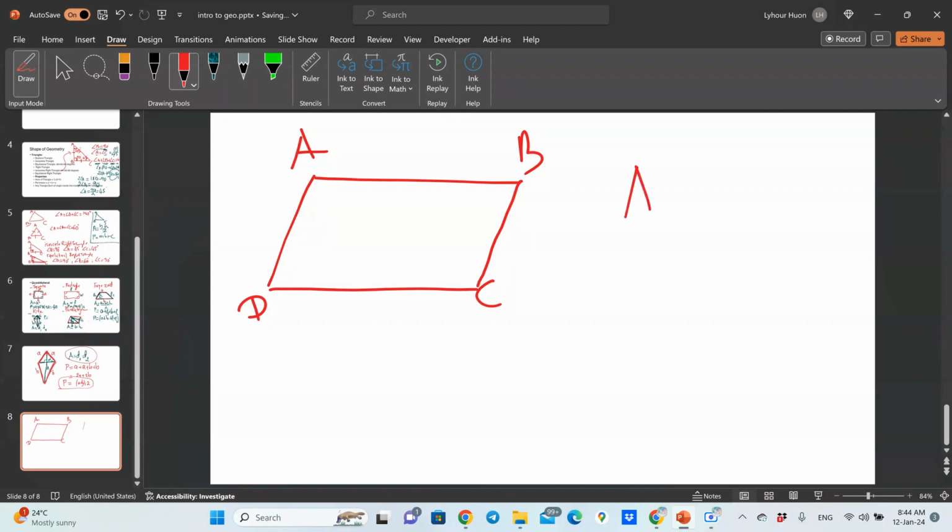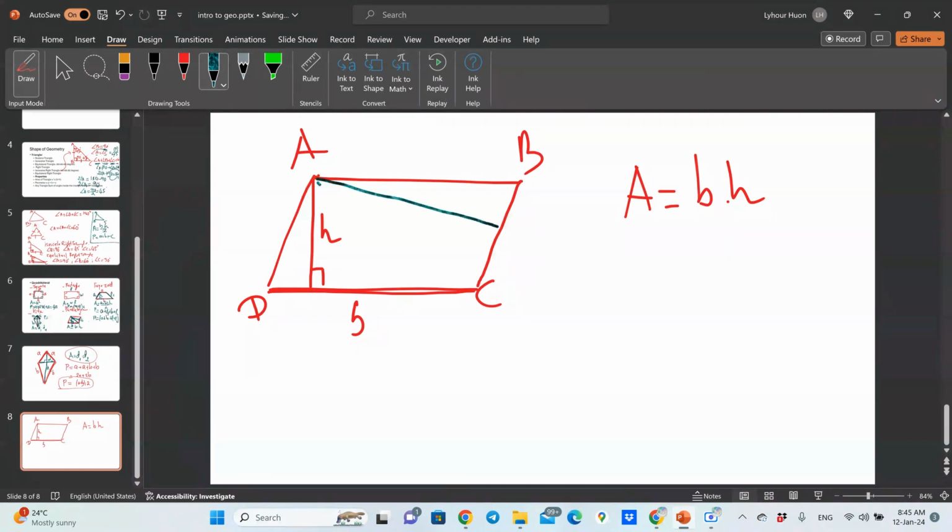To find the area, it is base times the height. For example, we use the height drawn from vertex A. If we use this height, the base will be DC. If we use the height from vertex A to BC, the base will be BC. This we already know.